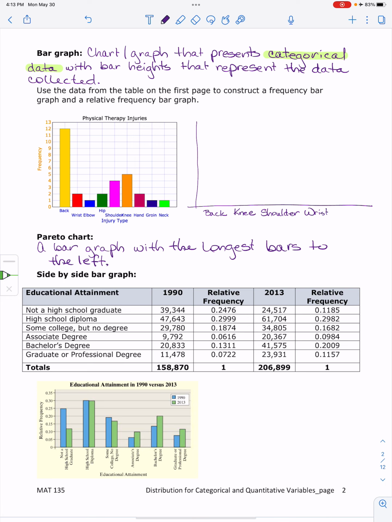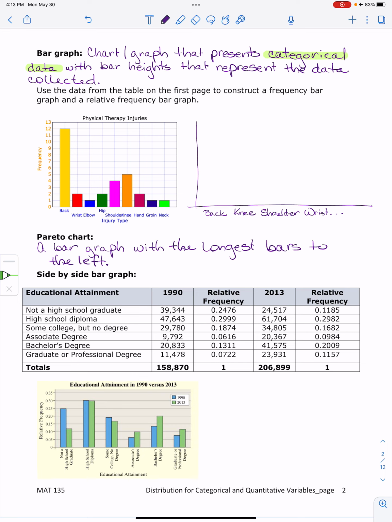down to the smallest. Okay, now keep in mind we've got 3 injuries with 2 patients, that wrist injury, the hip injury, and the hand injury. There is nothing that says one of those is different than the others, and there's any sort of way to organize these. And that's the nice thing about bar graphs. There really is no set way to organize.